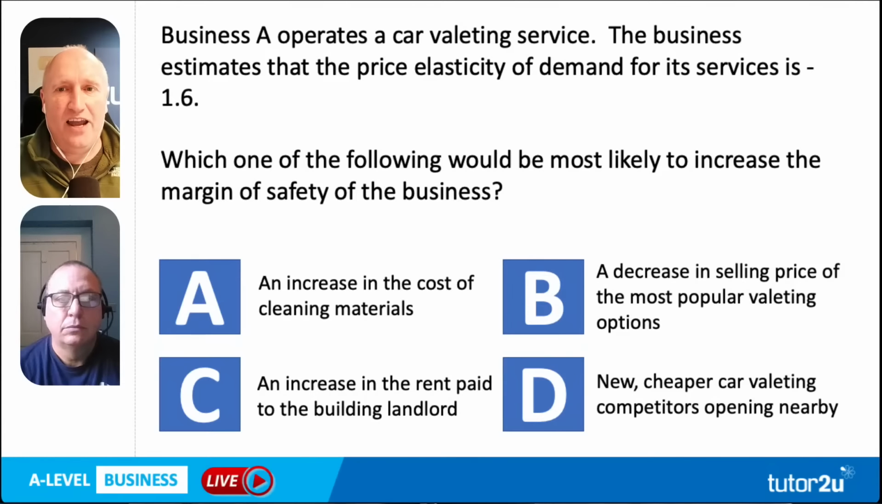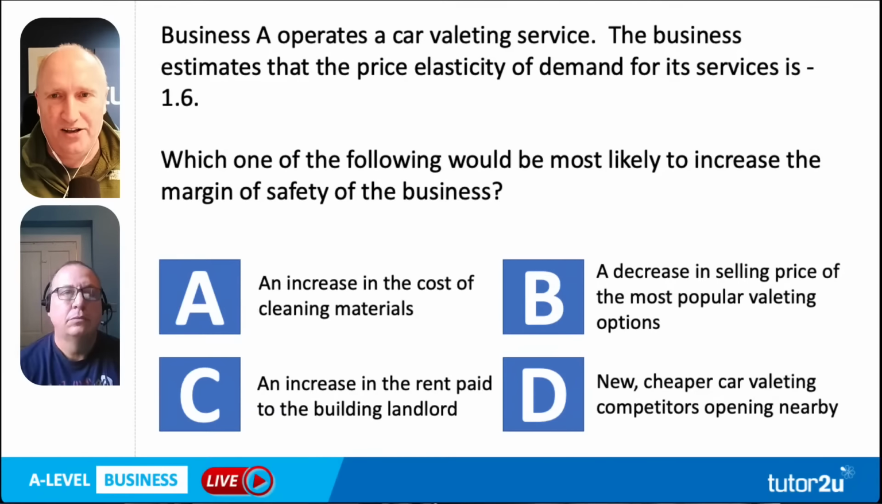And last one of these, business A. Well, back to business A again. And business A has decided to change its business from importing, and it's now operating a car valeting service. So the business estimates that its price elasticity of demand is minus 1.6. That should say, it does say minus 1.6, but the minus has appeared on the second line. So it's minus 1.6. Which of the following will be most likely to increase the margin of safety? So don't forget, the margin of safety is the difference between actual output and break-even output.